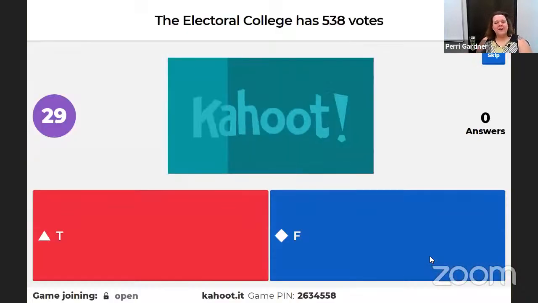The Electoral College has 538 votes. Can we know this from reading the Constitution?